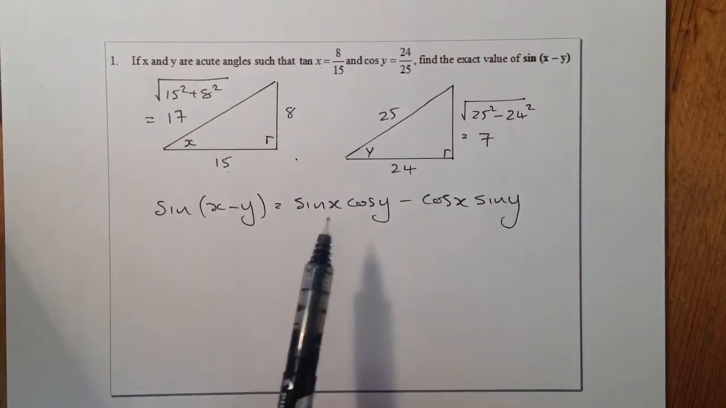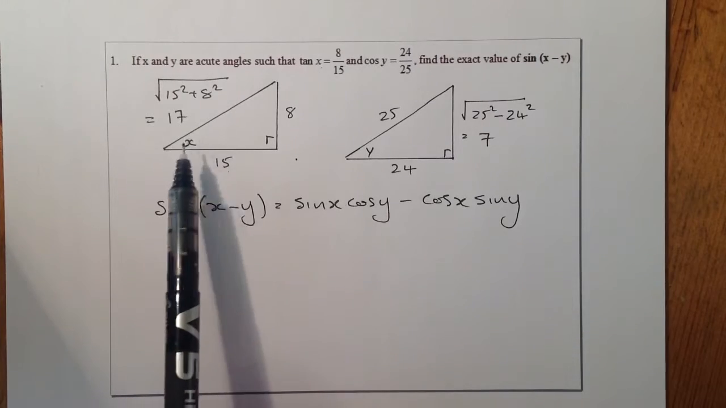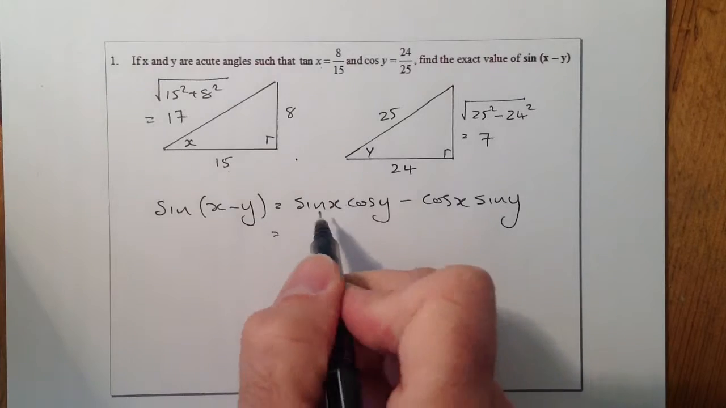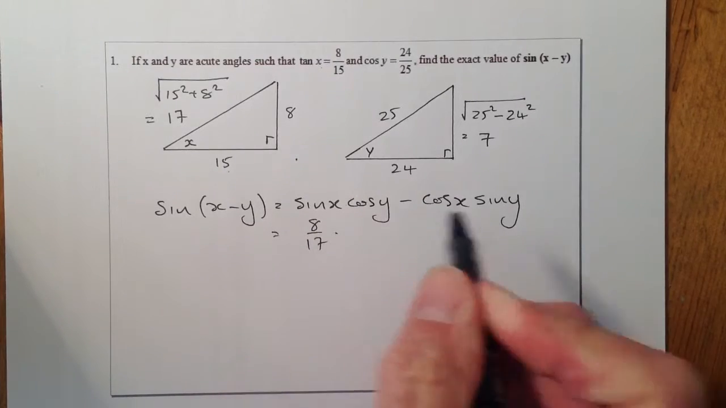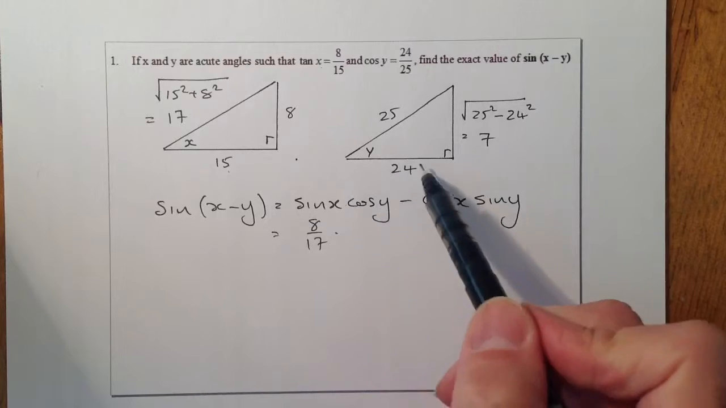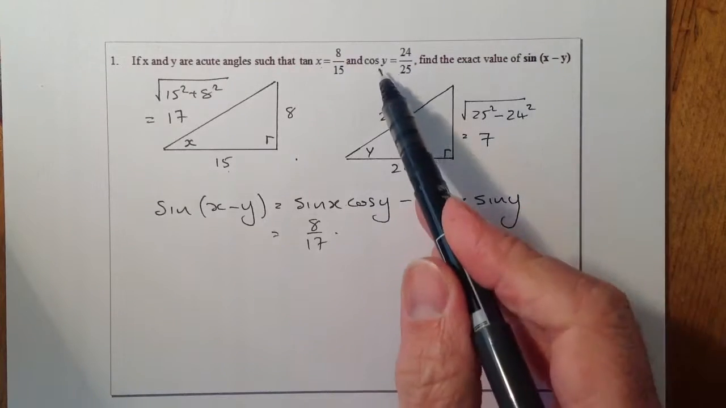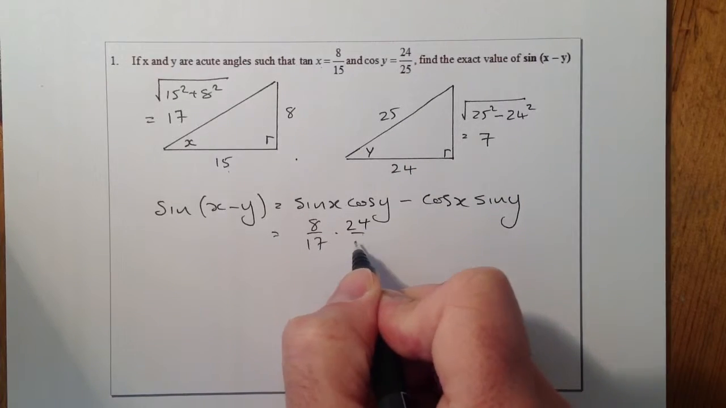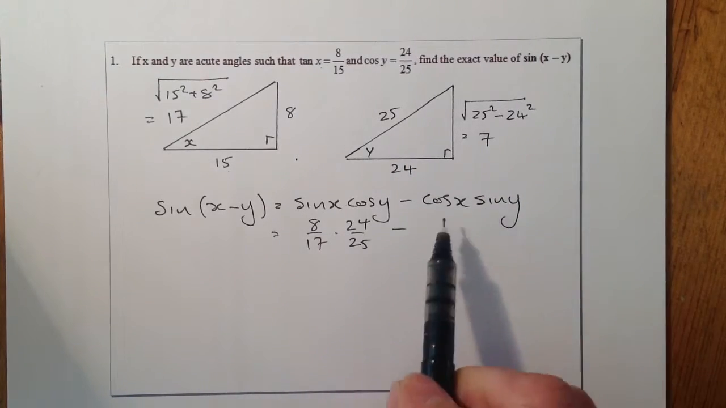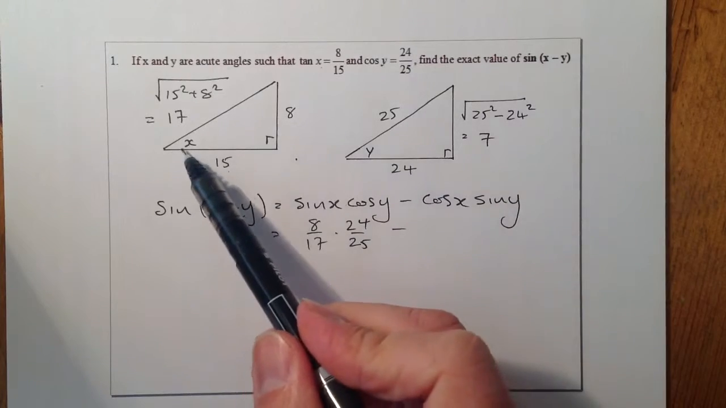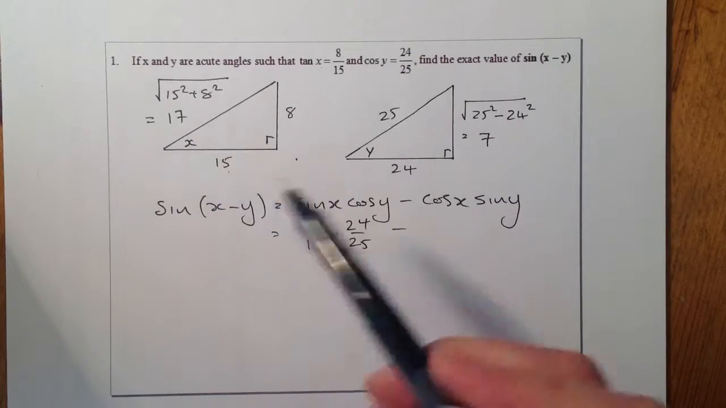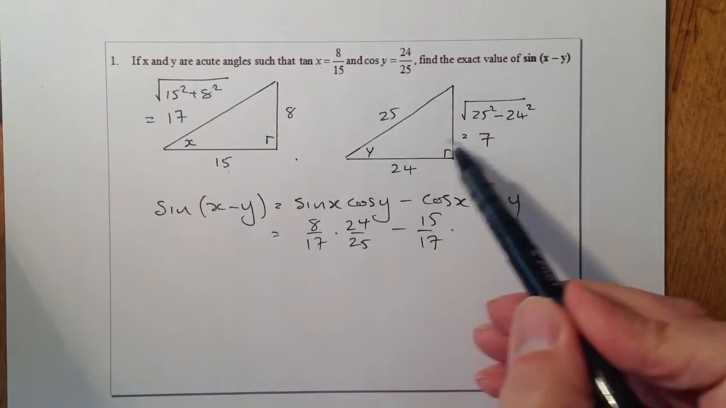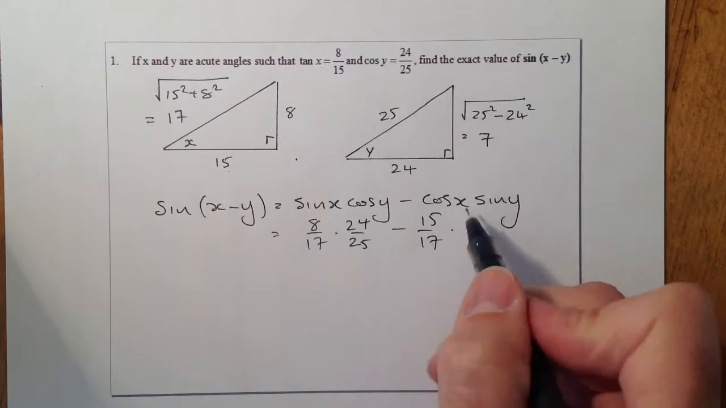Now I need to work out my values for sin x. Sin x is the opposite over the hypotenuse, so that's 8 over 17. Cos y is the one we were given, 24 over 25. I'm going to subtract from that cos x, so cos x is 15 divided by 17. And sin y is the opposite over the hypotenuse, 7 over 25.